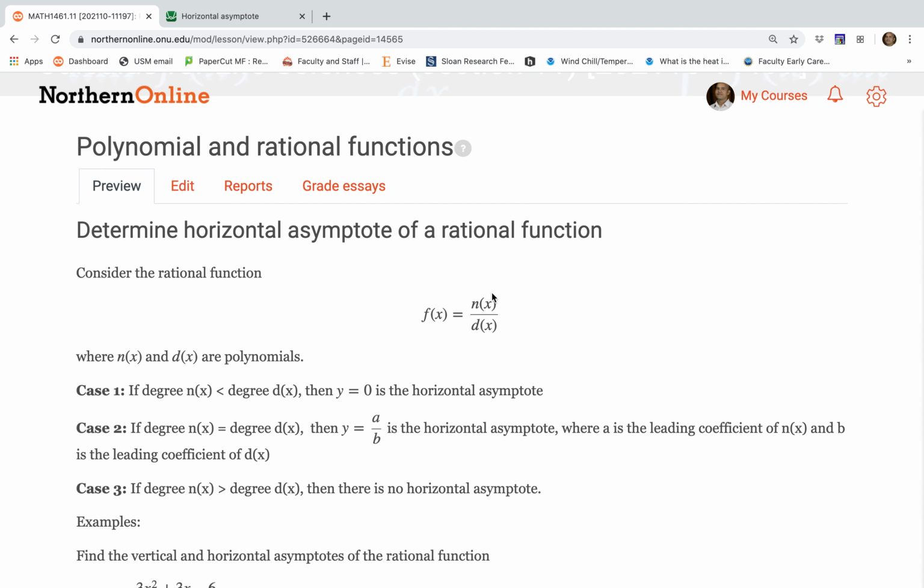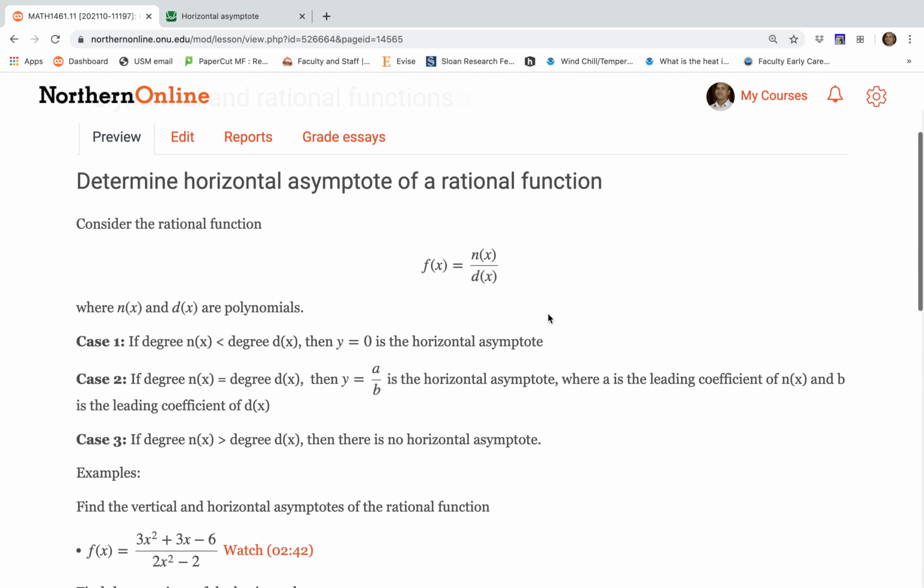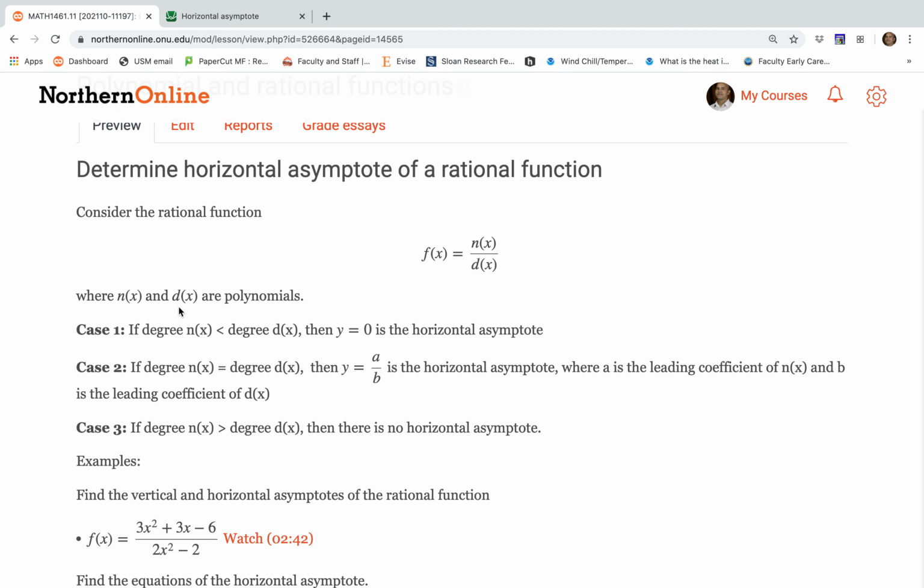The numerator polynomial is represented by n of x. The denominator polynomial is represented by d of x. Our goal now is to see how to determine the horizontal asymptote, and it's very easy. You just need to know how to find the degree of the numerator and denominator polynomial and compare them. If the degree of the numerator is less than the degree of the denominator, then y equal to 0 is the horizontal asymptote.